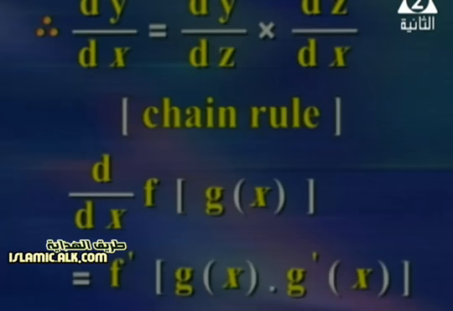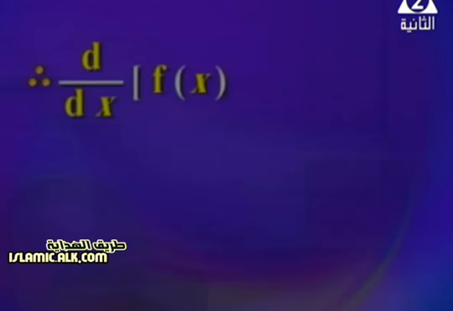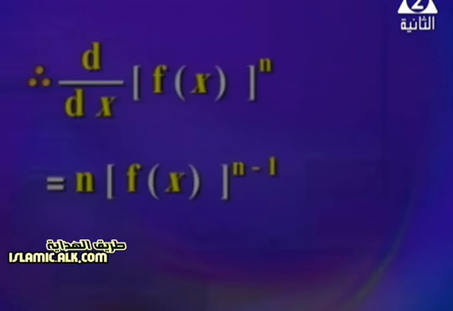Remember, dear student, for the function f of g of x, the differentiation of f of g of x equals f dash g of x times the differentiation inside the bracket, g dash x. Dear student, look at this: if f is a differentiable function with respect to x, and n is a real number, therefore d over dx of f of x to the power n, what is the answer? Equals n multiply f of x to the power n minus 1.